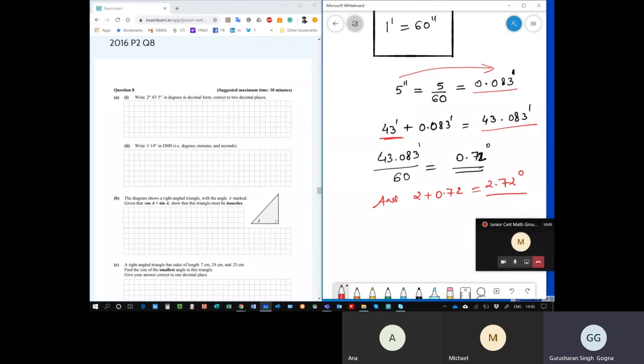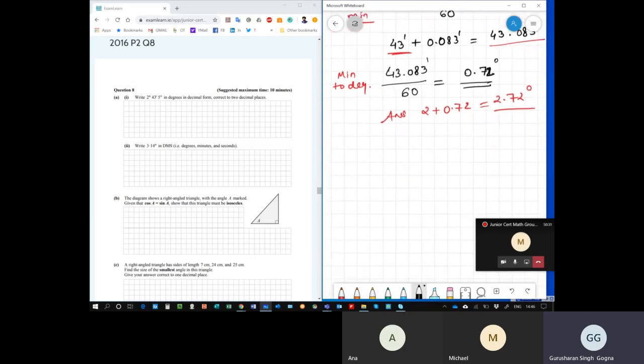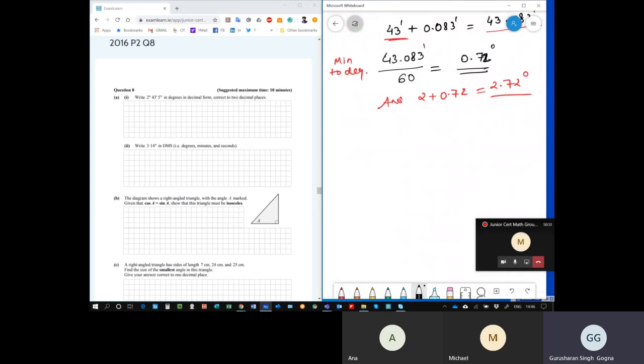Okay, so convert seconds to minutes, add to the minutes given in the question, and then do the final conversion from minutes to degrees. And here, seconds to minutes. Okay, so this is how you convert everything into degrees.